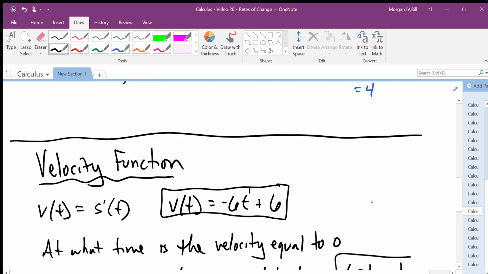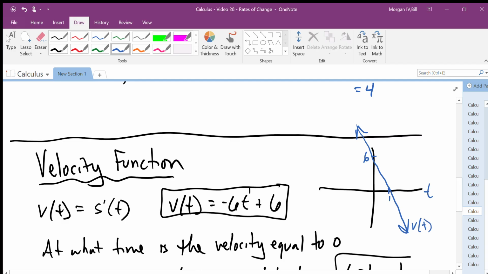If we were to draw the velocity function, negative 6t plus 6, we would see that we'd start up here at 6. Negative 6t, so down 6, right 1. We see at 1 it crosses and we get a 0, right? A velocity of 0, time equals 1. This is still the time here. And we see the velocity graph is a line that looks kind of like that. That's v of t.